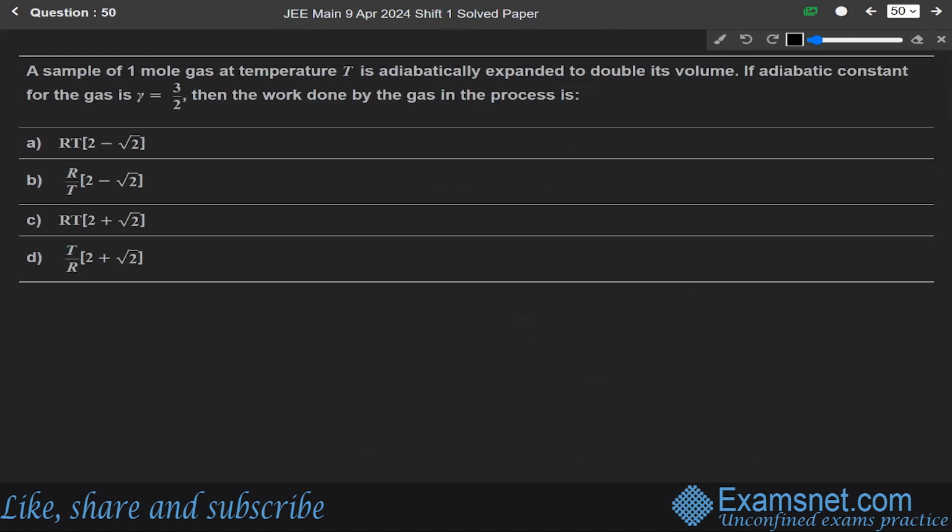Now, 50th question. A sample of 1 mole gas at temperature T is adiabatically expanded to double its volume. If the adiabatic constant for the gas is gamma equals 3 by 2, then the work done by the gas in the process is, okay. So this question is from the chapter of thermodynamics.